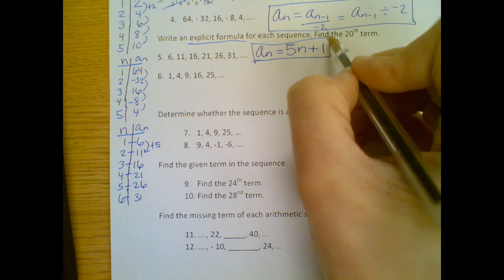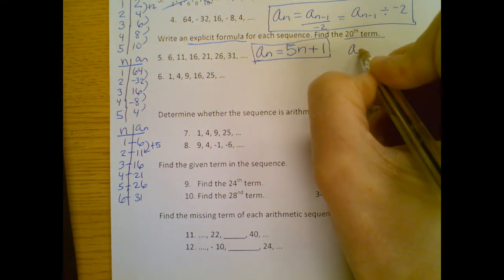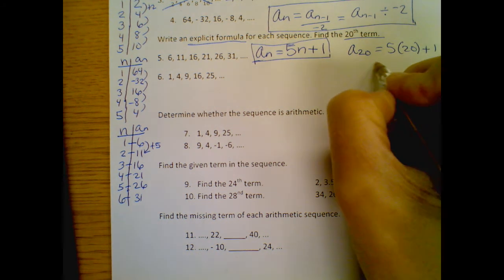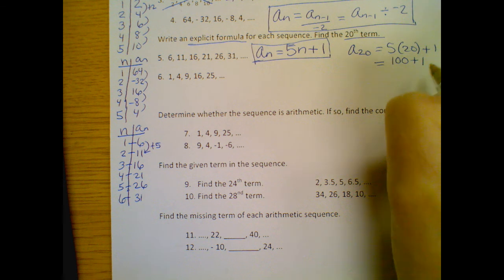And then they have a follow-up question, find the 20th term. So I'm going to plug in 20 for my n's and find what that 20th term is going to be. So I would have 100 plus the 1, or 101.